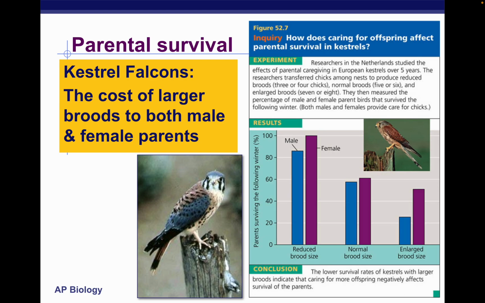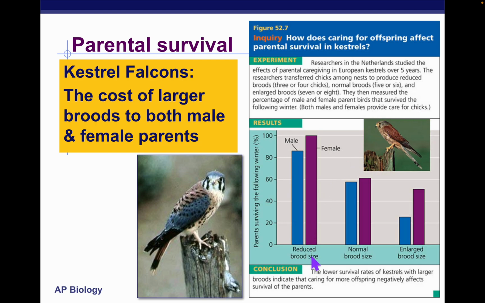Okay, so we're taking a look at parental survivors here. This is a kestrel falcons. The cost of larger broods to both male and female parents. So if we take a look here at this research that's been done, this is an excellent final project that somebody did. So researchers in the Netherlands studied effects of parental caregiving in European kestrels over 5 years. The researchers transferred chicks among nests to produce reduced broods, 3 or 4 chicks, normal broods, 5 or 6, and enlarged broods, 7 or 8. They then measured the percentage of male and female parent birds that survived the following winter. Both males and females provide care for their chicks in this.